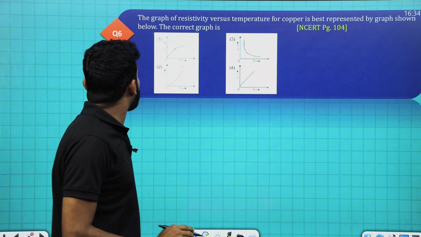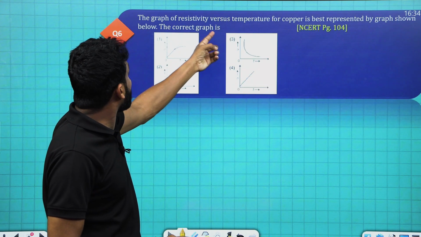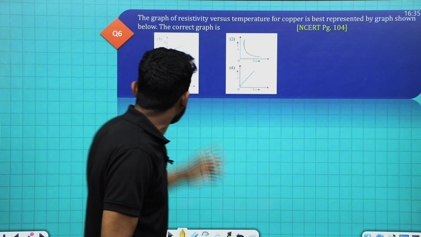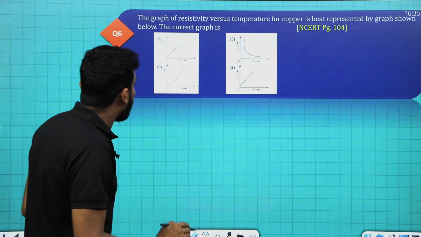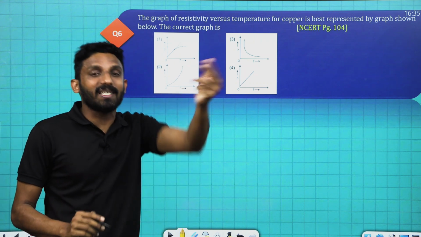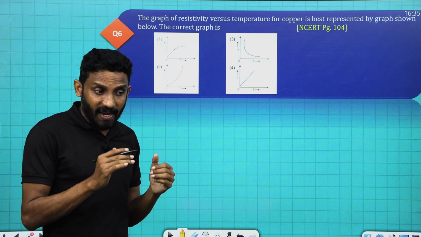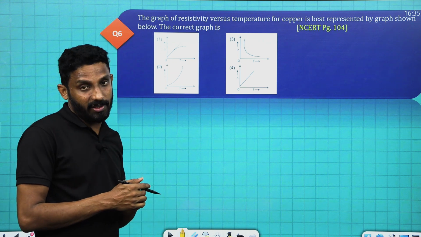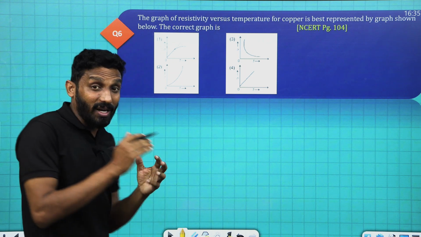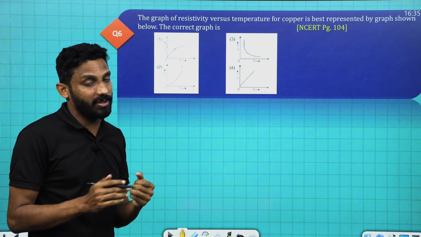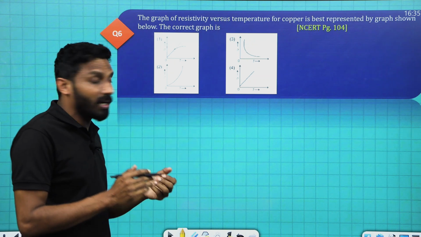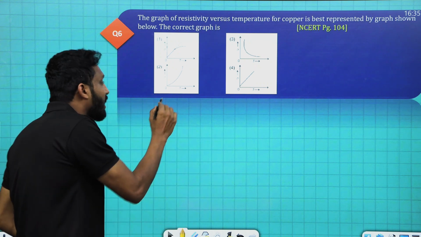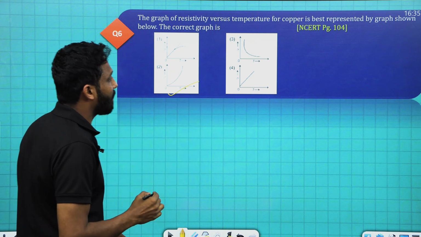The next question, the sixth one, is a graph. The graph of resistivity versus temperature for copper is best represented by the graph shown below. The correct graph is, in the case of copper, as temperature increases, the resistivity gradually increases. And that increment is not linear. That's the point. At a higher temperature, the resistivity increases at a higher rate. So we studied the graph, this one. This is the graph. Clear?